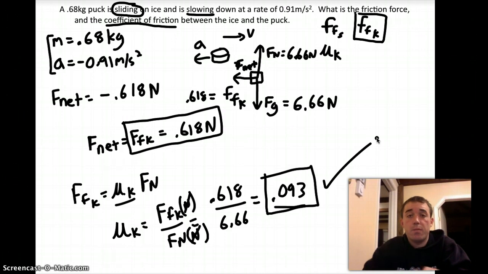Alright, perfect. Relatively simple problem. The final problem is going to be a little bit more complicated. Have kind of the same idea, though.